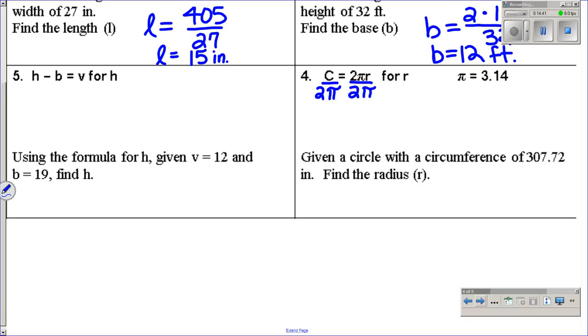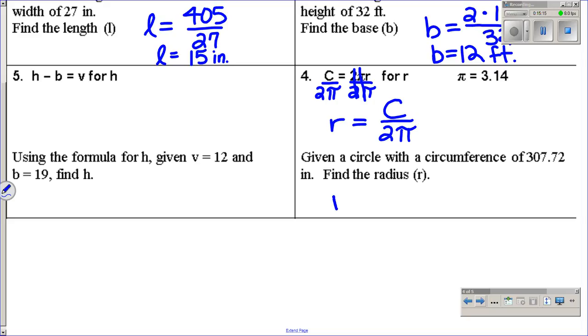So a formula that we can use to find our radius is we can take the circumference, if we know the distance around the circle, we can take the circumference and then we can divide by 2 times pi, and that will allow us to find the radius of the circle. The radius is the distance from the center to any point on the circle. So if you look, it says given a circle with a circumference of 307.72 inches, find the radius.